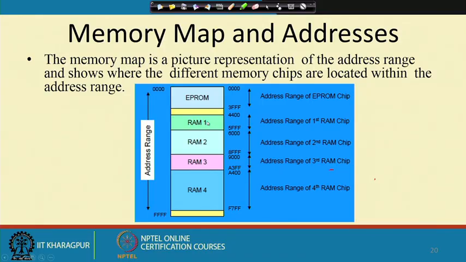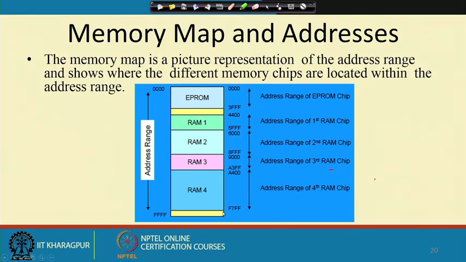RAM 1 is from 4400 to 5FFF, RAM 2 is from 6000 to 8FFF. That way we have 4 RAM chips in this system. They are of different capacities and they are distributed over these address ranges. This is called the memory map of the system. If you are working with a microprocessor based system, you should know the address space and the address map. Of course, there are many other things that you need to know, but this is the first vital information.